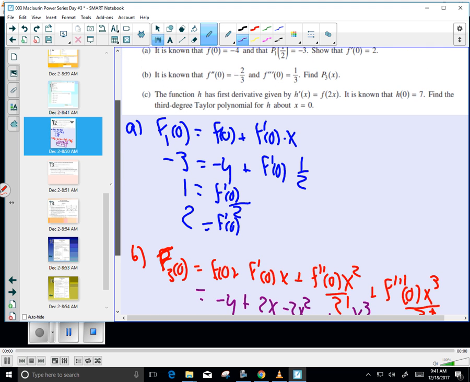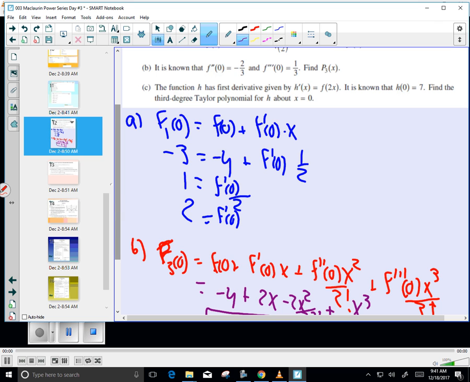And then it says the function h has first derivative h prime of x equals f of 2x. It's known that h of 0 is 7. Find the third degree polynomial for h. So what they're doing there is if h prime of x is equal to f of 2x, okay, and we want to find h, what are you going to have to do to this? You're going to integrate, right?